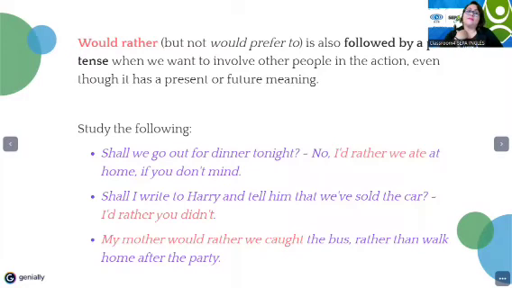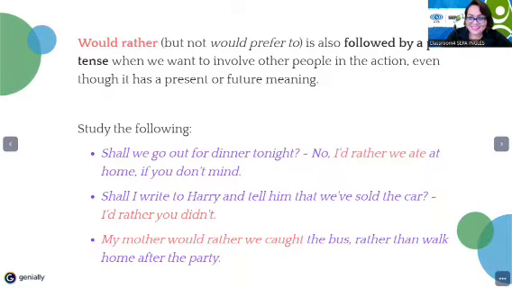Okay, if we are talking about a present or future meaning, let's study the following. Shall we go out for dinner tonight? No, I'd rather we ate at home, if you don't mind. Shall I write to Harry and tell him that we've sold the car? I'd rather you didn't. My mother would rather we caught the bus rather than walk home after the party.